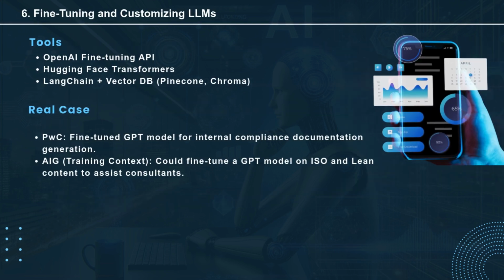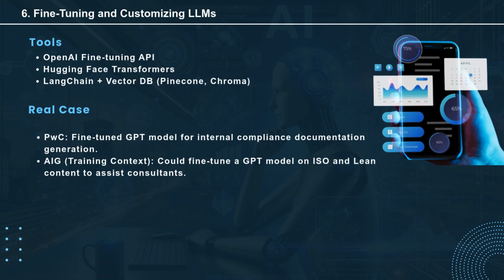This slide highlights tools commonly used for fine-tuning LLMs, such as the OpenAI Fine-Tuning API, Hugging Face Transformers, and vector databases like Pinecone and Chroma. It also shows real examples. PwC uses a fine-tuned GPT model for internal compliance documentation, and AIG could fine-tune GPT on ISO and lean content to support consultants. Key message: fine-tuning enables organizations to tailor models to their domain and improve accuracy for specialized tasks.